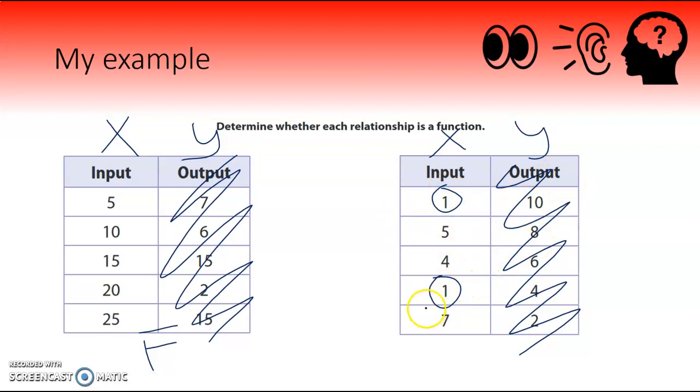And so if there's two X's that are the same, that means we have the same button and they're giving us two different outputs over here. That means it is not a function.